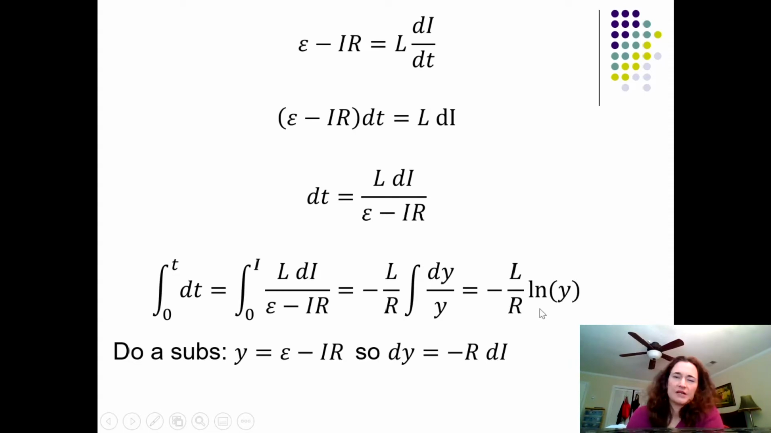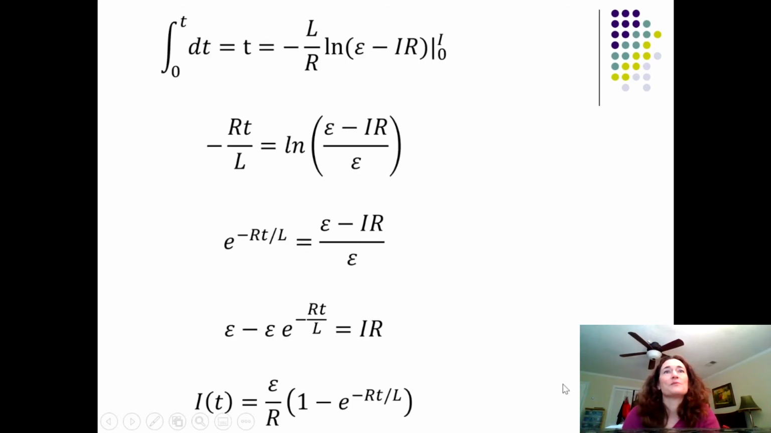Now, when I do this, maybe it's a little lazy, but I go ahead and do my substitution, then I put back in what my substitution was, and then I plug my limits in. I could change the limits of integration, of course, and that would probably be what your calculus teacher would do. But laziness wins the day here. So now integrating dt from 0 to t, I get t, and now plugging back in for what y was, minus L over R times the natural log of EMF minus IR, and now I can use my original limits of integration, which was 0 to I.